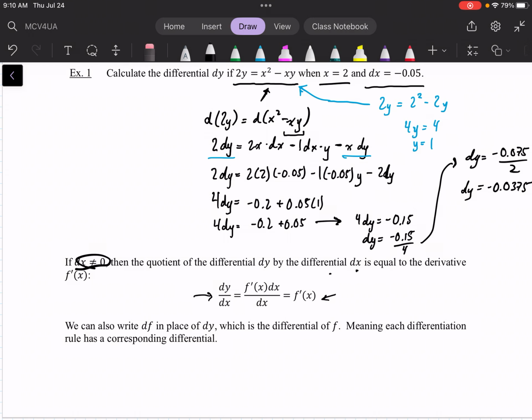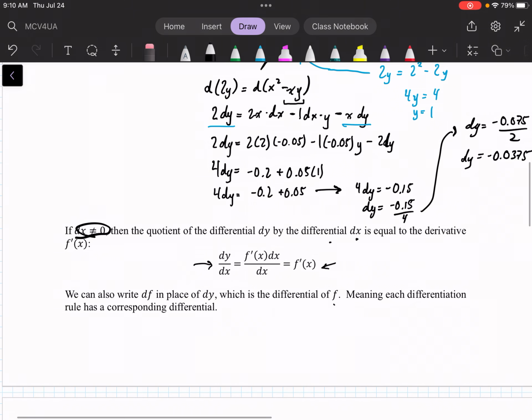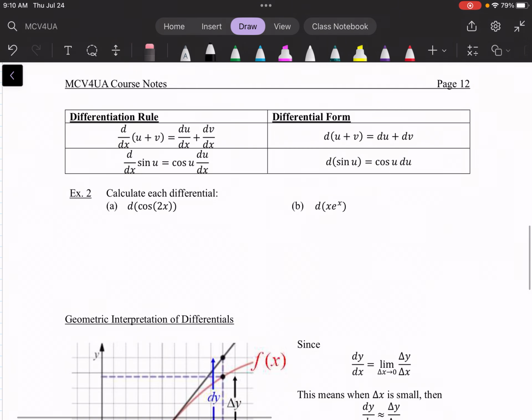We can also write df in place of dy instead, which is the differential of f, meaning each differentiation rule has a corresponding differential. And you can see the rules still apply. So the differentiation rule that you had before, let's say addition of two functions, or even derivative of sine, still works for differential form. Nothing changes. So knowing your derivative rules, you know your differential rules. Okay, so let's calculate each differential below and see what happens.